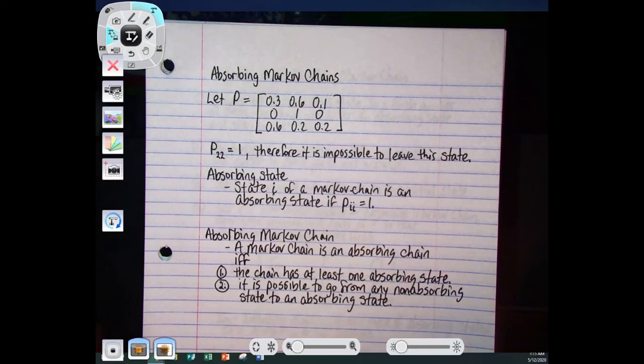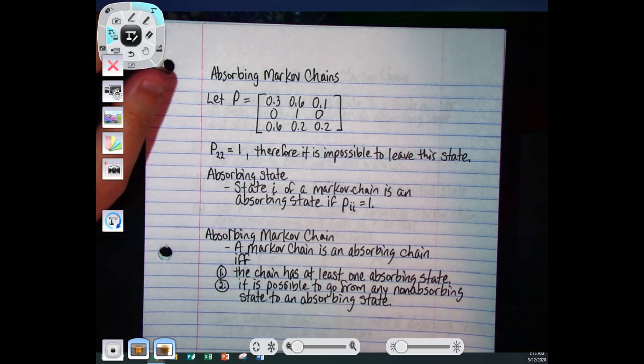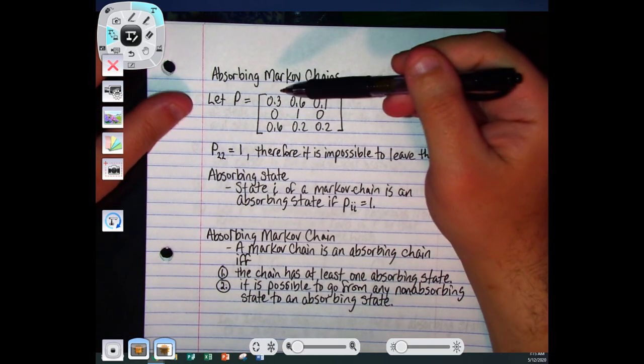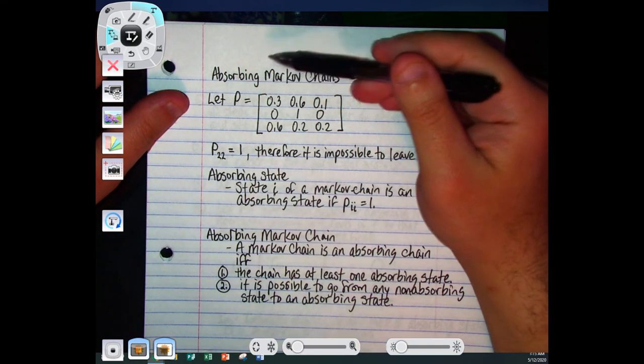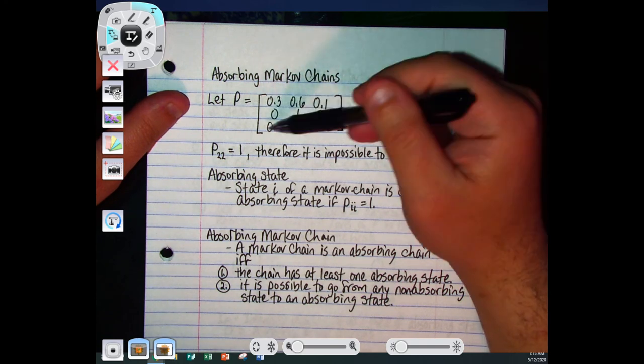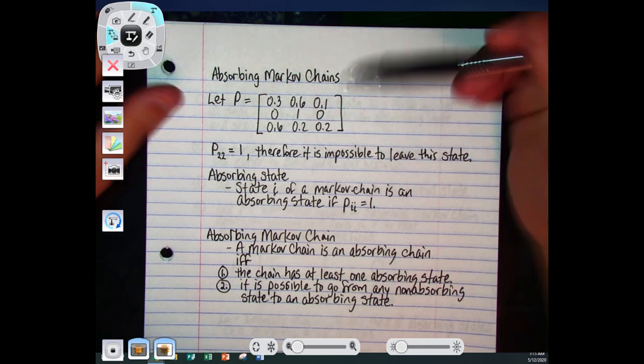Hello and welcome. So, in this video, we're going to be finishing up talking about Markov chains. We're going to be looking at absorbing Markov chains. So, what does that exactly mean? Well, let's start with this transition matrix. This P equals 0.3, 0.6, 0.1, 0, 1, 0, 0.6, 0.2, 0.2.